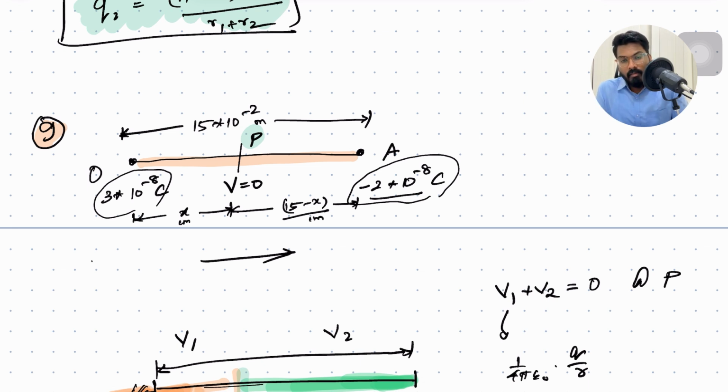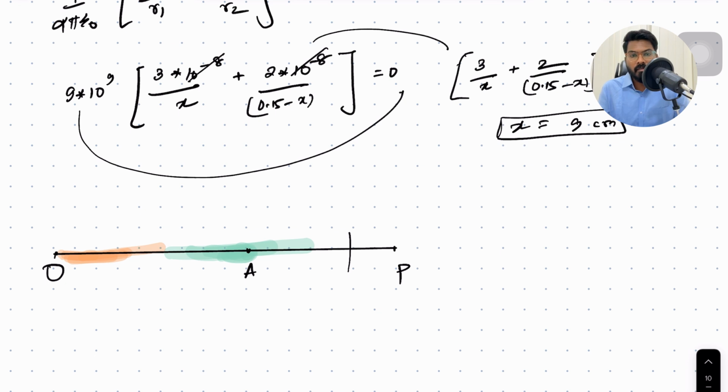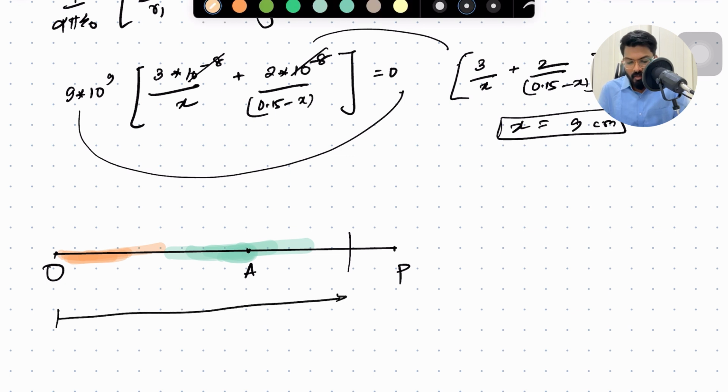However, on the right side, at some point this minus 2 into 10 to the power minus 8 could be neutralized by what is coming from the positive charge. So we will consider P also on the right side. There is a possibility it is on the right side. From here it is at a distance of 15 plus X, and let's take the point to be at a distance of X from A. Then this we know is already 15 centimeter.